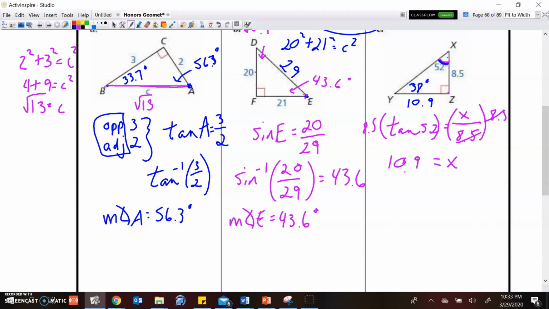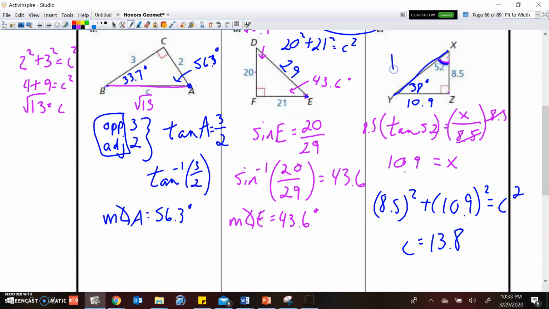And then to find the length of xy, I can do the Pythagorean theorem. 8.5 squared plus 10.9 squared equals my hypotenuse squared. I'm going to work all that out. I will tell you what I get. You can try it on your own and see if you get the same thing. I got 13.8. So c is equal to 13.8.